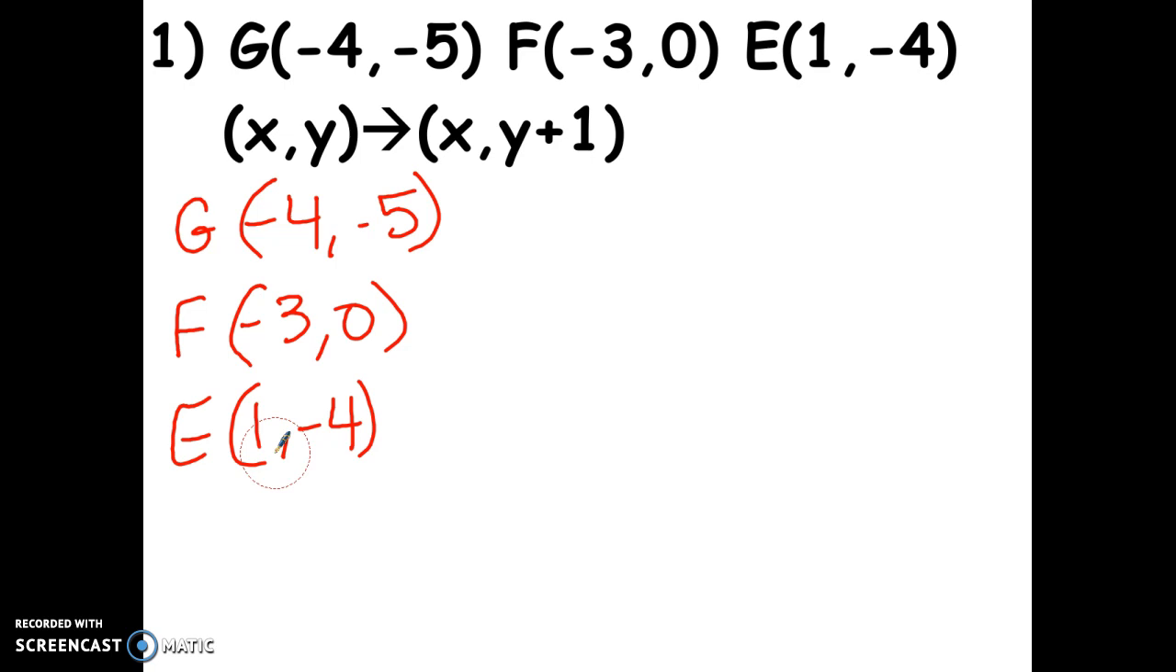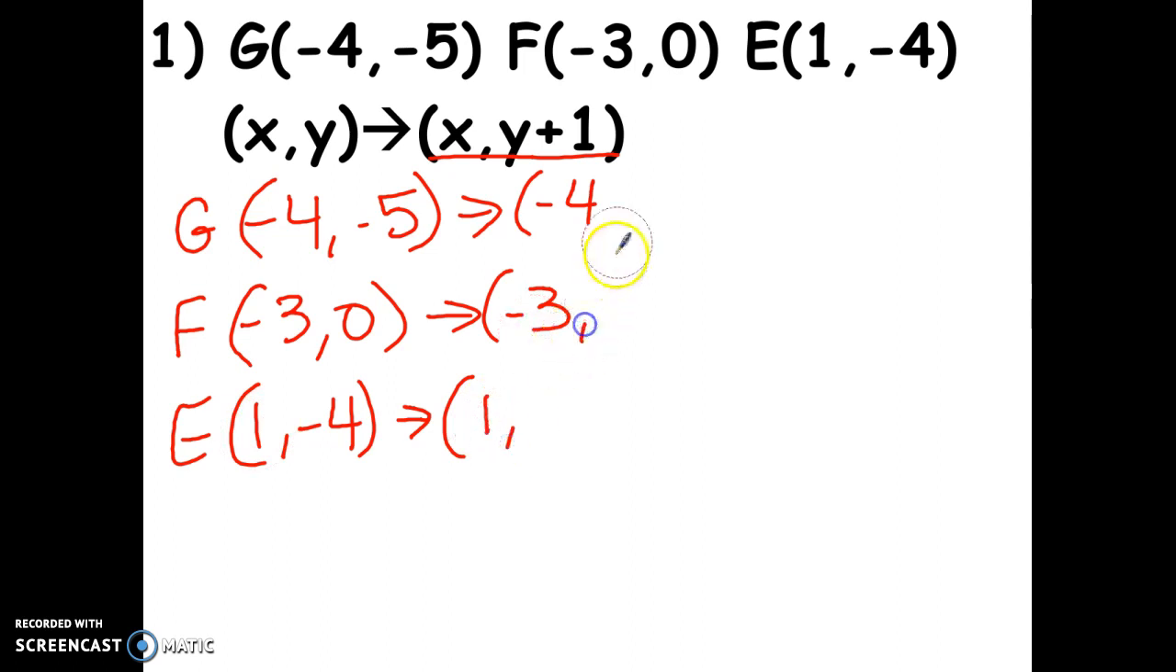Next, we are going to actually substitute our values into this function. I'm just going to draw arrows so that we can see that we're moving from one thing to the next. So we see here in the function that the x value does not change. So I'm simply just going to rewrite each x value: -4, -3, and 1. Now we see we have y plus 1. So I'm going to rewrite each y value and then add a +1 at the end. So -5 plus 1, 0 plus 1, -4 plus 1.